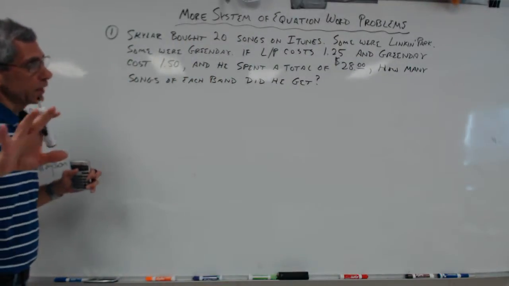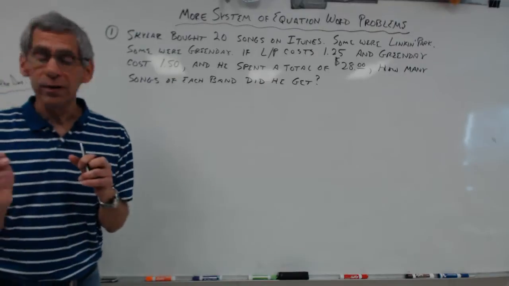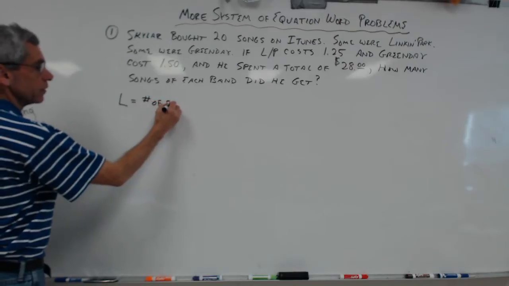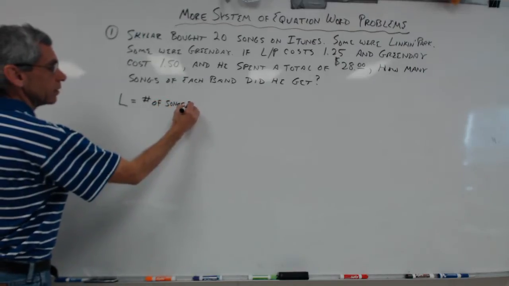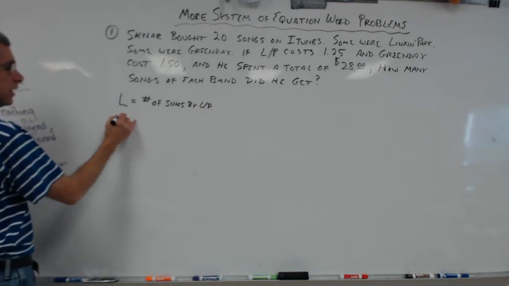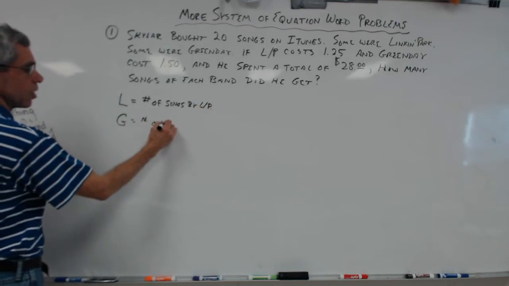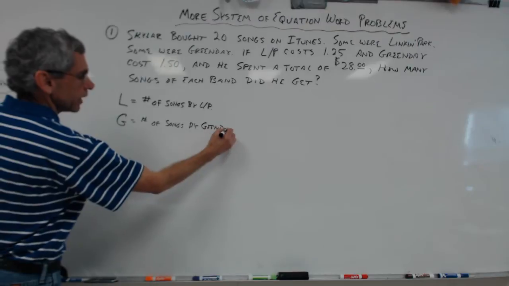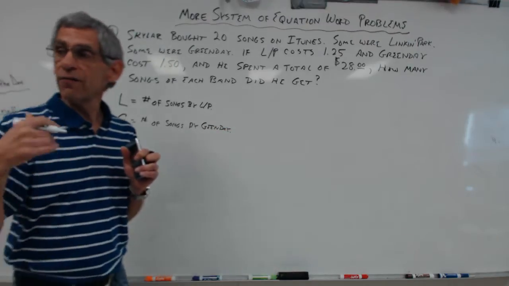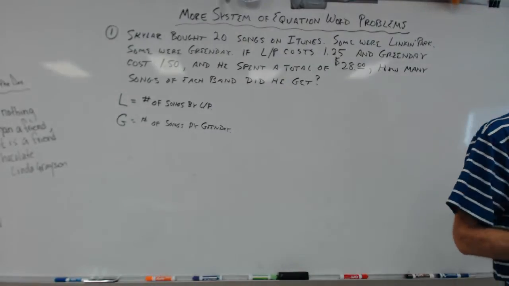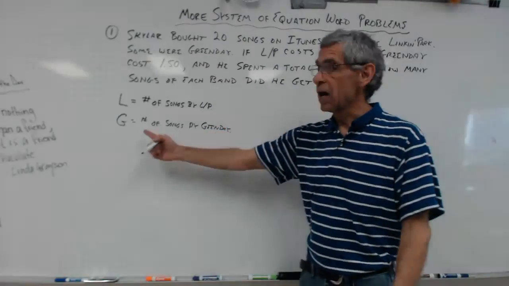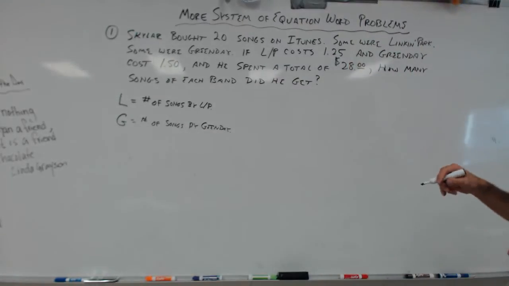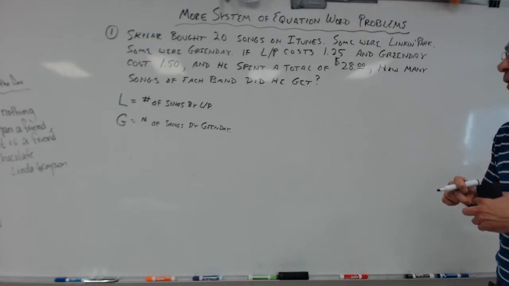But the main thing is we have L for the number. Think about what L stands for. L is the number of songs by Linkin Park. And G is the number of songs by Green Day. Okay, so you just have to understand when you're making these. So if I find L, I'll know how many songs they bought of Linkin Park. If I find G, I'll know how many songs they bought of Green Day. When you get one of them, just subtract that number from the total.